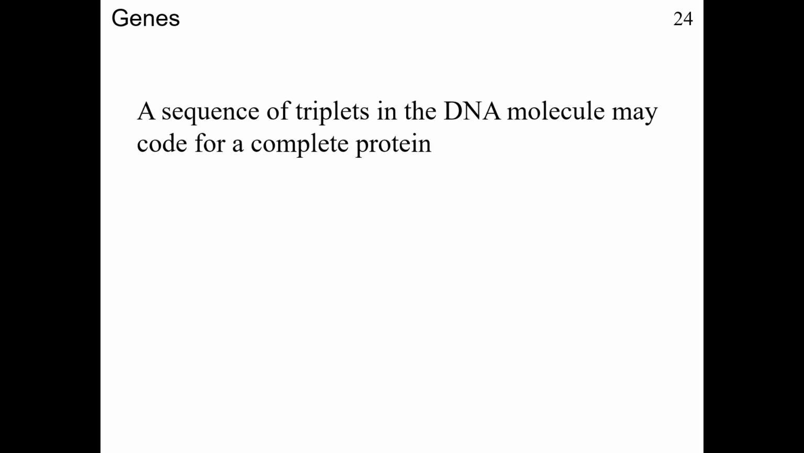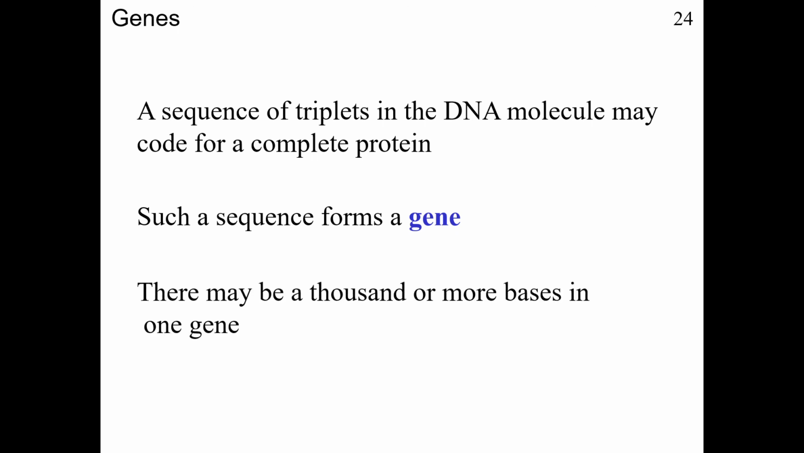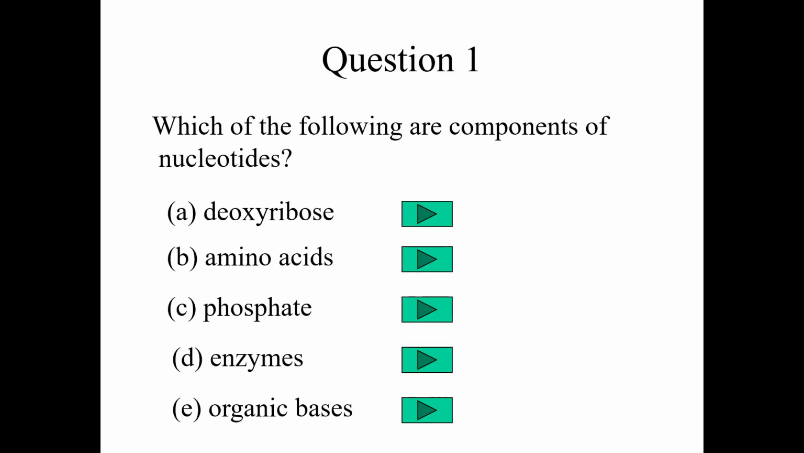So a sequence of triplets in your DNA molecule may code for a complete protein. And that sequence is a gene. So a gene is something that codes for a particular protein. And there could be 1,000 or more bases in one gene, or there could be a lot less.